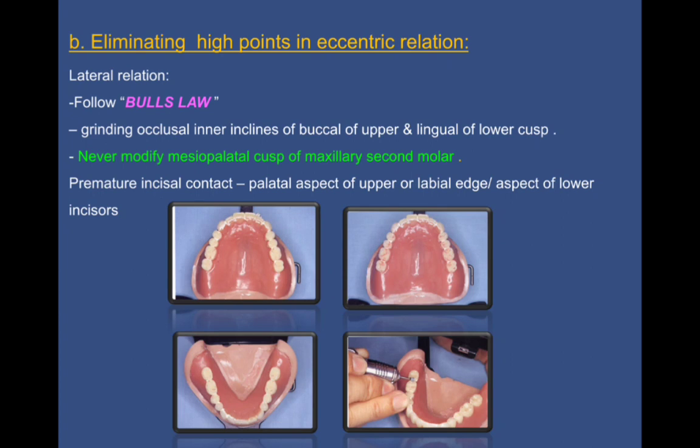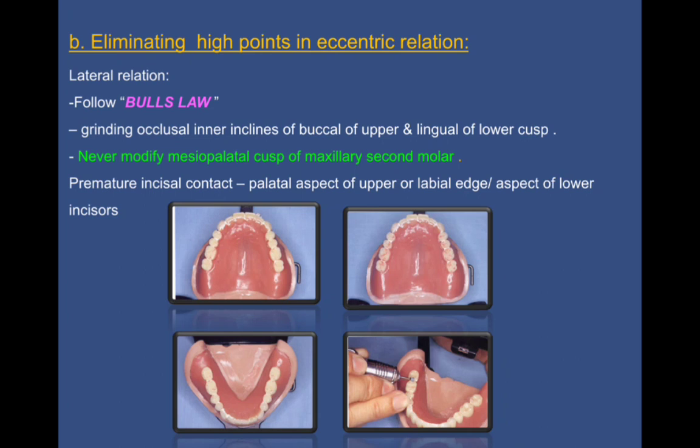The contacts on the slopes need to be eliminated. So follow the Bull's law, and on the non-working side, you are going to find interference. You will get the interference on the functional cusps which are there. So there also you need to eliminate the slopes and not the cusp tips. Never modify the mesiopalatal cusp of the maxillary second molar. So this you need to take care.